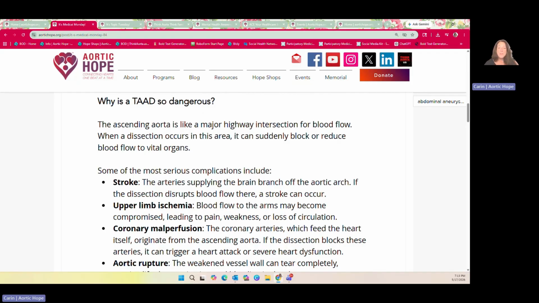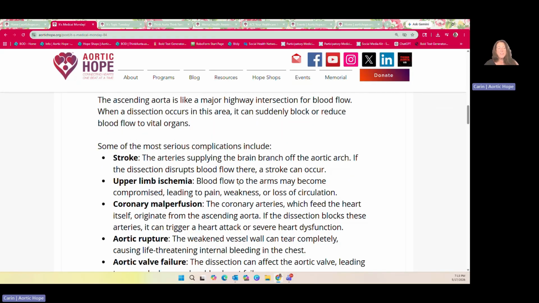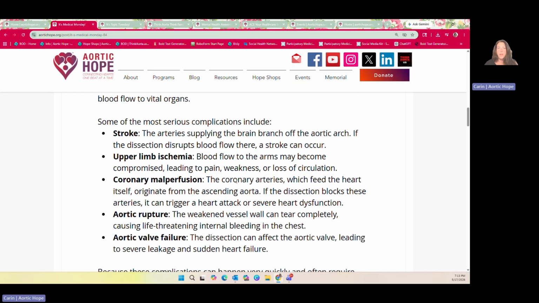You can also have something called coronary malperfusion. The coronary arteries, which feed the heart itself, originate from the ascending aorta. So if a dissection blocks these arteries, that can actually trigger a heart attack or maybe even just severe heart dysfunction. An aortic rupture is when there's a weakened vessel wall, and that can actually tear completely through.